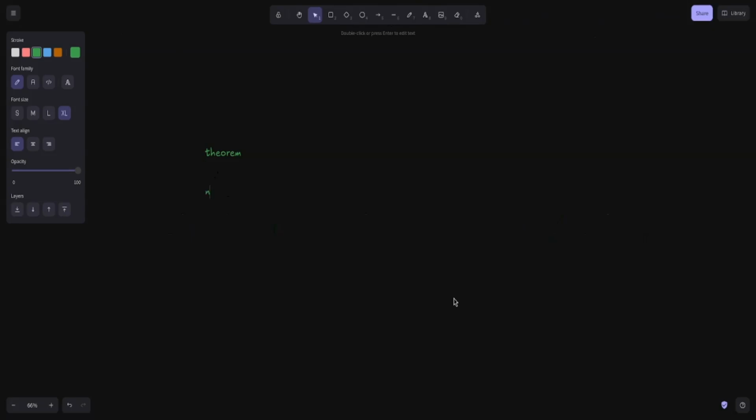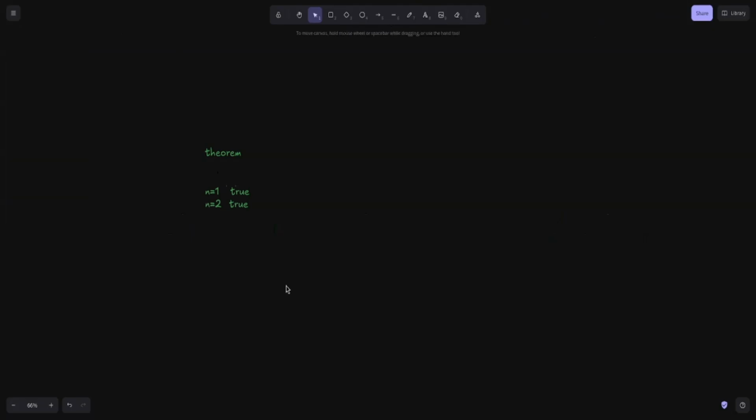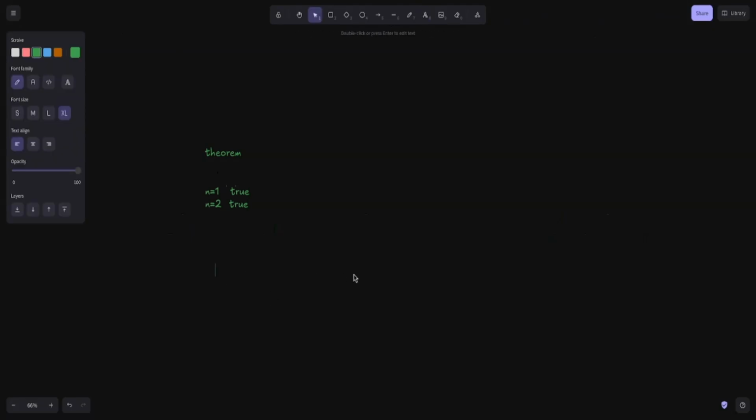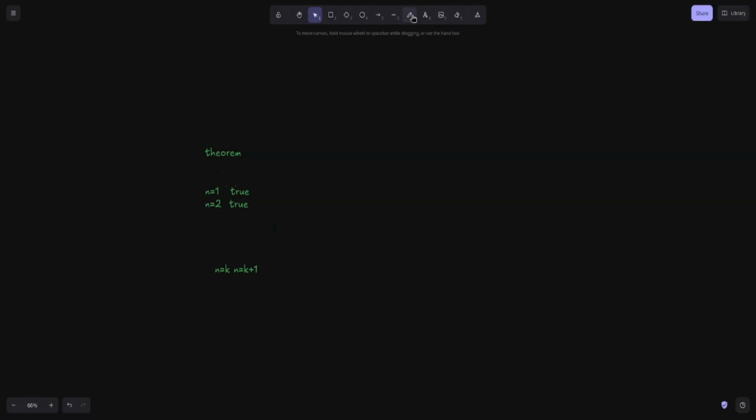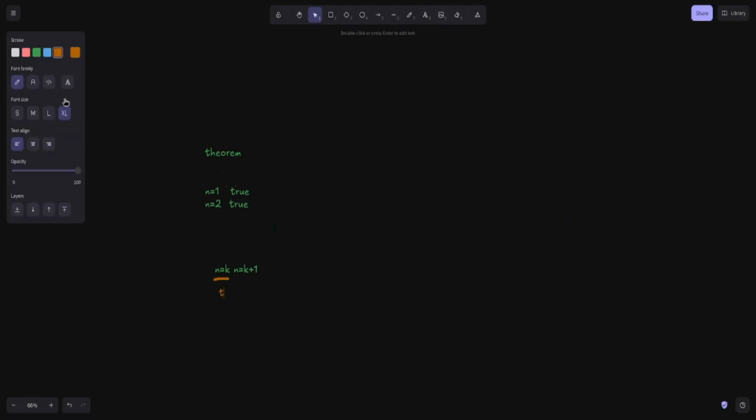I put the value n equal to 1 and then n equal to 2 and show it's true. For both cases, you have to show it's true. Next, you will consider any case n equal to k and n equal to k plus 1. Essentially, we assume this is true, and then you try to prove that this is true. Then it will be true for all values of n.